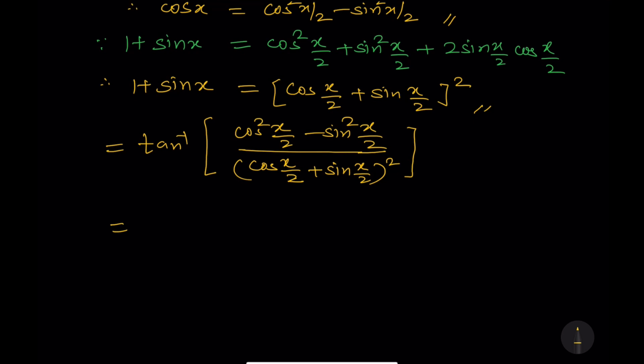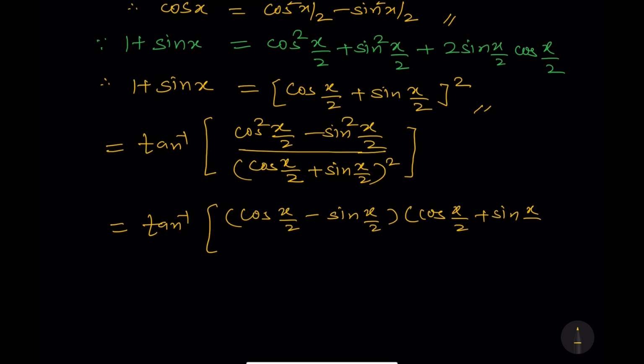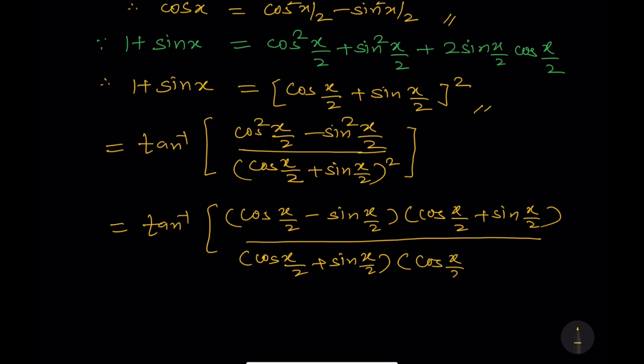This is equal to, now the numerator is in the form a square minus b square, which can be factorized as a minus b, a plus b. So we get tan inverse of (cos x by 2 minus sin x by 2) into (cos x by 2 plus sin x by 2), and the denominator is a perfect square. So we can write (cos x by 2 plus sin x by 2) into (cos x by 2 plus sin x by 2).